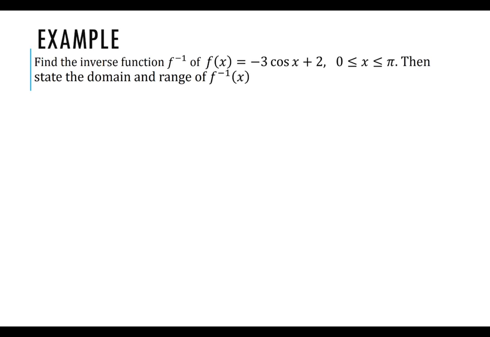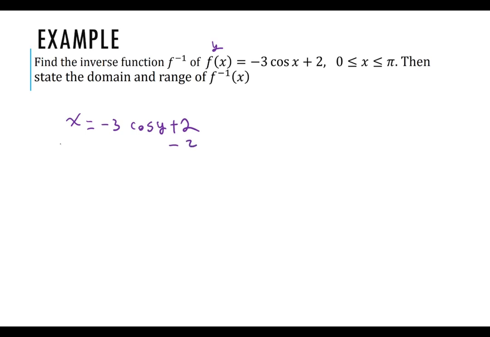Alright, then we're just going to talk about some inverse functions. If I want to find the inverse function f inverse of f of x being equal to negative 3 cosine of x plus 2, how do we do that? Alright, so step 1, remember, swap your x's and y's. So f of x is really y, and so now this is going to state x is equal to negative 3 cosine of y plus 2. Then we're going to solve for y.